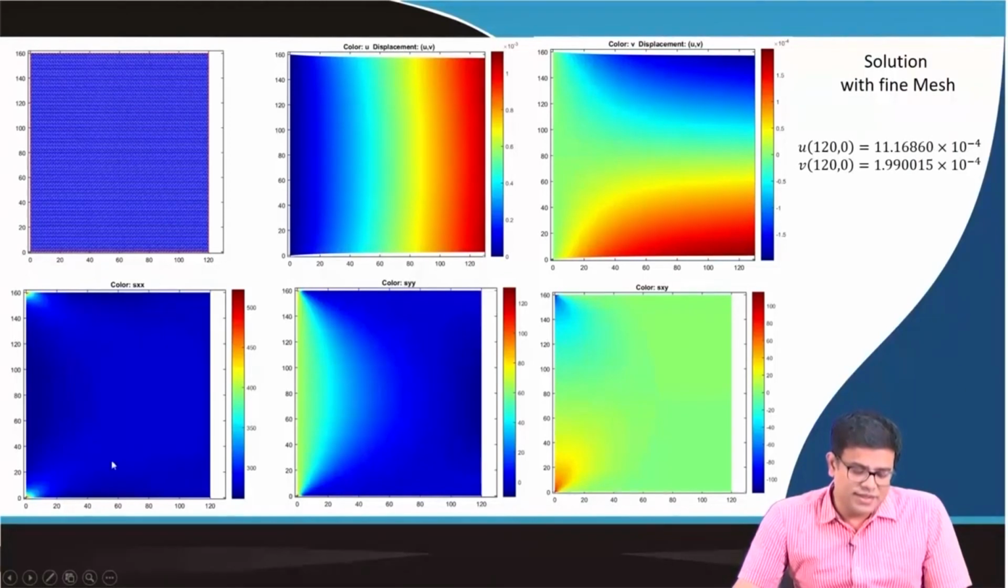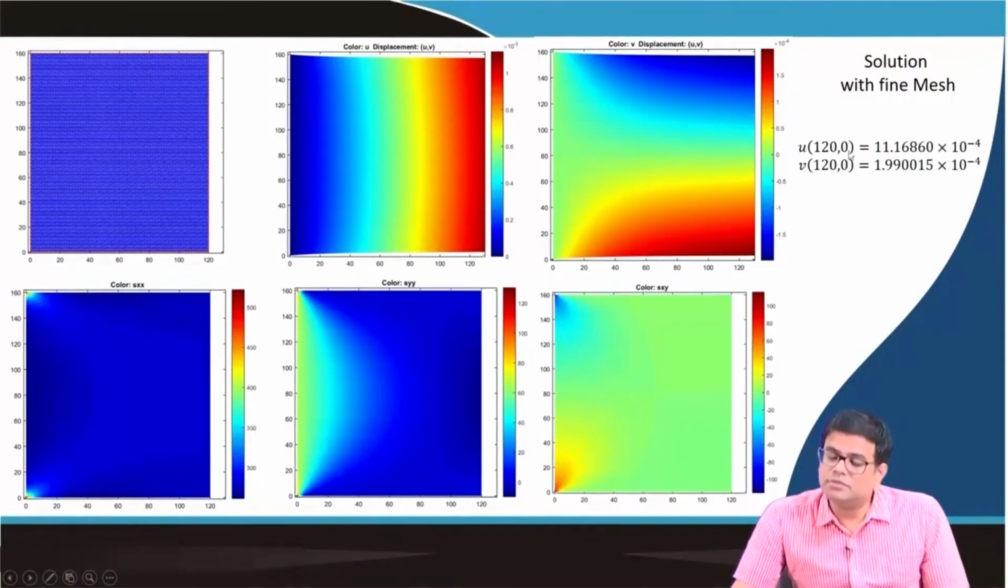Now these are the stresses. This is sigma xx, which is expected to be a constant stress because it's an axial problem. Here you will have the boundary effects. Because of the boundary, there is a stress variation, which is known as the Saint-Venant effect in elasticity. Here also you will see that sigma yy has some variation. Similarly, you will have sigma xy.